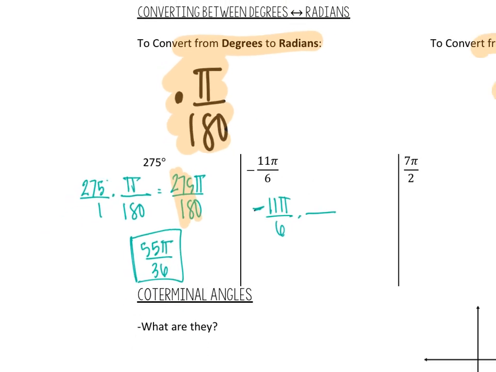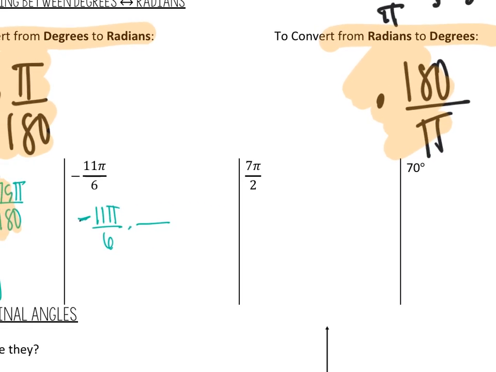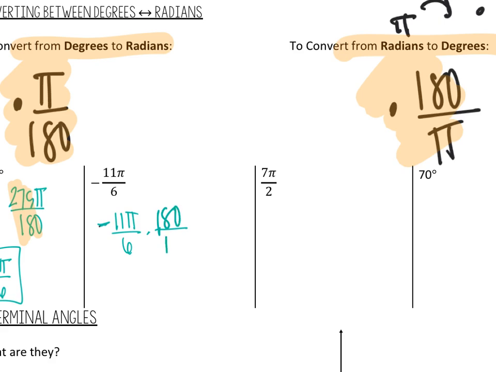To change it into degrees, we're going to use that equation in the top right. We'll multiply it by 180 over pi. You should notice that the pi in the numerator and the pi in the denominator will cancel out, and you'll multiply straight across. So you have negative 11 times 180 divided by 6. Simplify that using your calculator, and you should get negative 330 degrees. Make sure that you put that degrees on your answer.